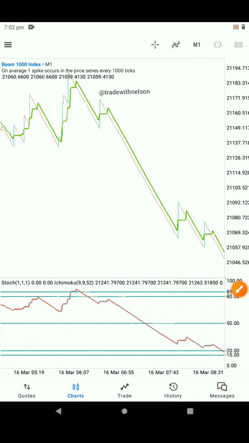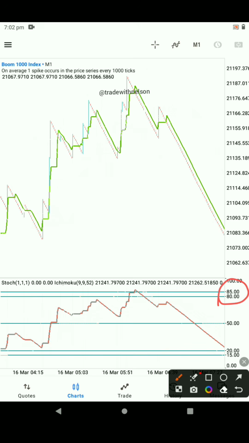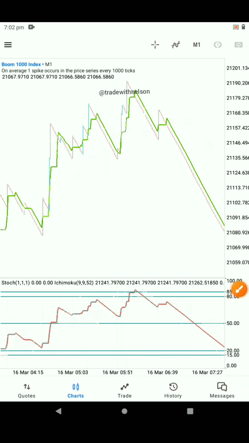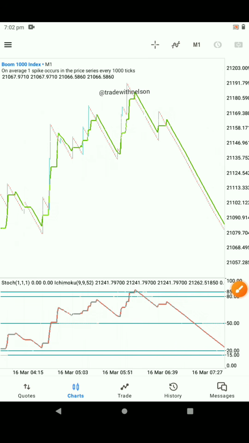Now let's talk about the retracement. Like I said, the 85 and the 80 level is the retracement level. So we want to see the Ichimoku enter the 80 and the 85 level. Then we look for an entry around this point. Let's use this as our first example. You see a spike to the upside that did not enter the 80 level, then a spike that enters into the 80 level.